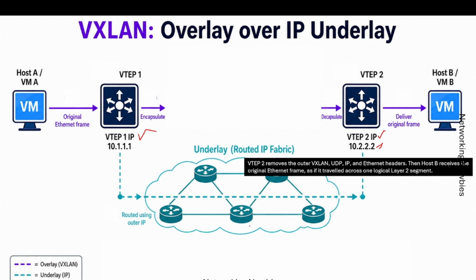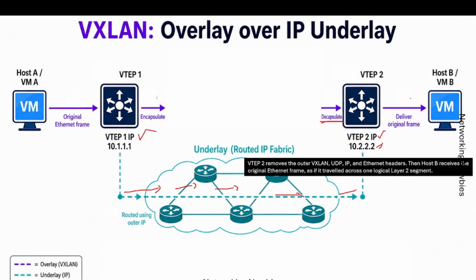So this encapsulated packet will be transmitted using this whole underlay, physical infrastructure, and will be received by VTAP 2, which is at the destination. VTAP 2 will be decapsulating it. It will remove the outer VXLAN header. It will remove UDP, IP, and other frames.